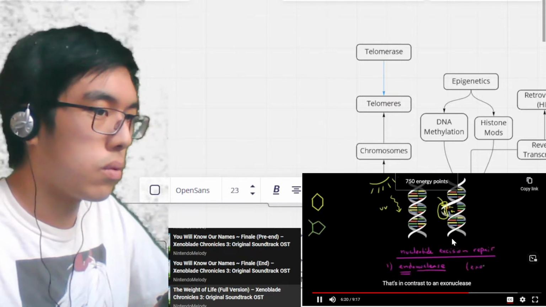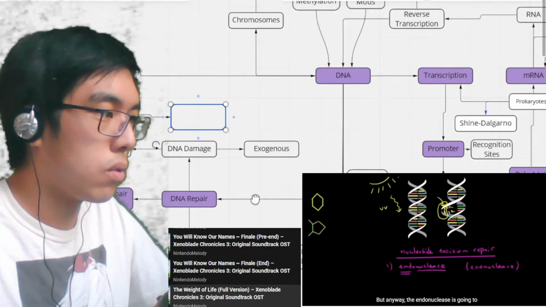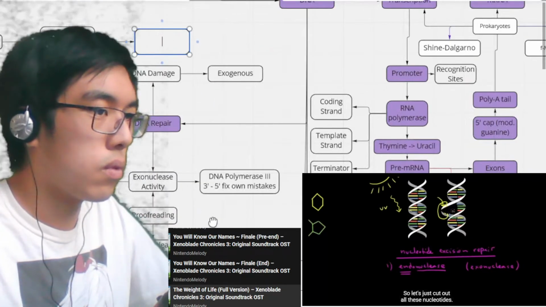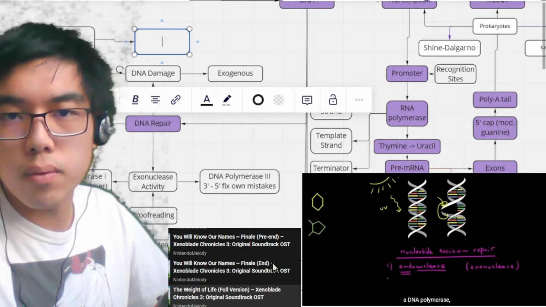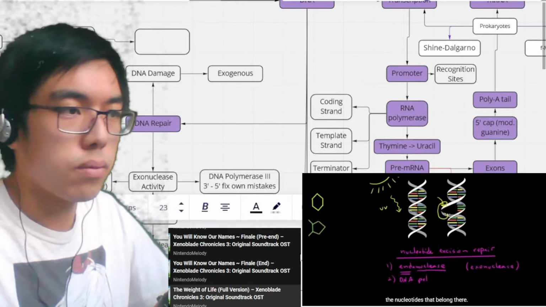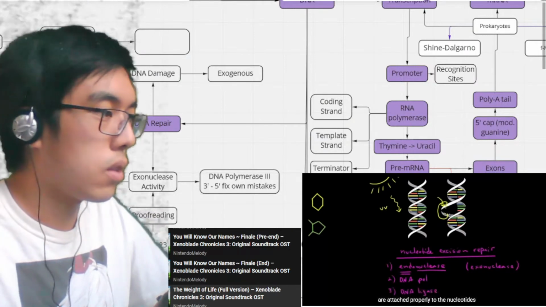That's in contrast to an exonuclease that can only take out nucleotides that are at the beginning or end of the DNA molecule. But anyway, the endonuclease is going to cut out the dimer and any other nucleotides that are not properly arranged. So let's just cut out all these nucleotides. The next step is a DNA polymerase, I'm just going to abbreviate that POL, is going to come and bring the nucleotides that belong there. And the last step is DNA ligase, is going to make sure that those new nucleotides are attached properly to the nucleotides on either side.